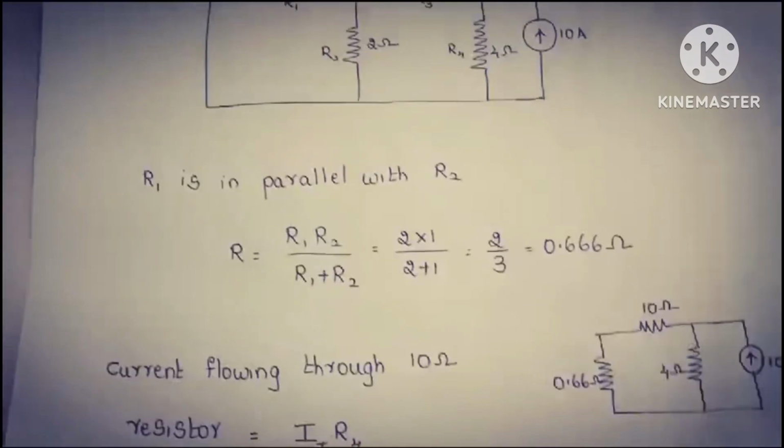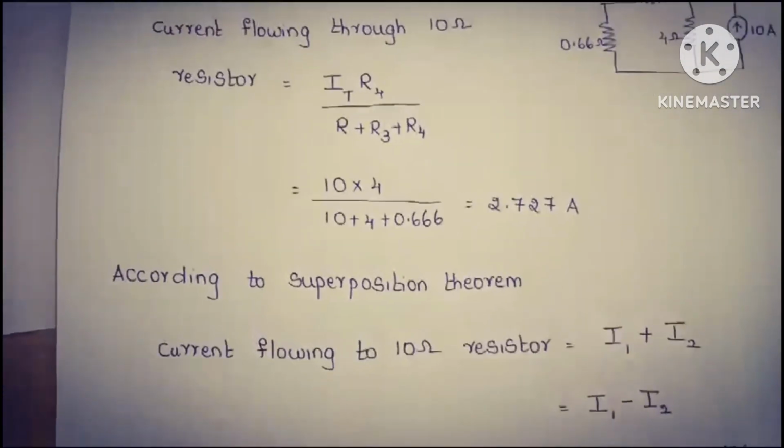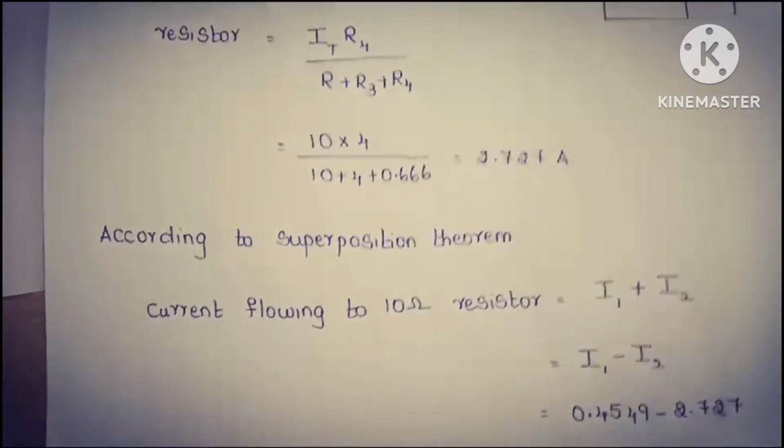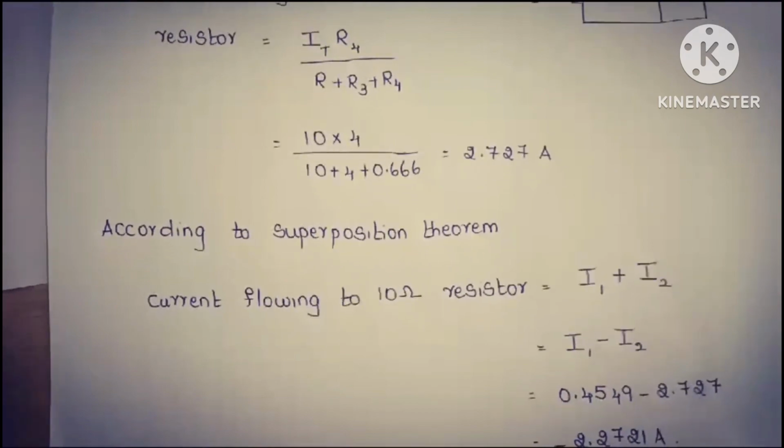So this is the way we solve problems when two voltage sources are present and when we have one voltage source and one current source.